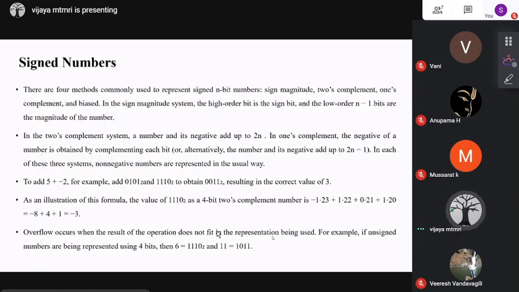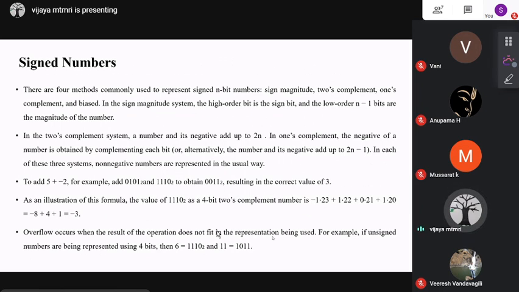Next is signed numbers. There are four methods commonly used to represent signed n-bit numbers: sign magnitude, two's complement, one's complement, and biased. In the sign magnitude system, the high order bit is the sign bit and the low order n minus 1 bits are the magnitude of the number. In the two's complement system, a number and its negative add up to 2 raised to n. In one's complement, the negative of a number is obtained by complementing each bit. In each of these three systems, non-negative numbers are represented in the usual way.